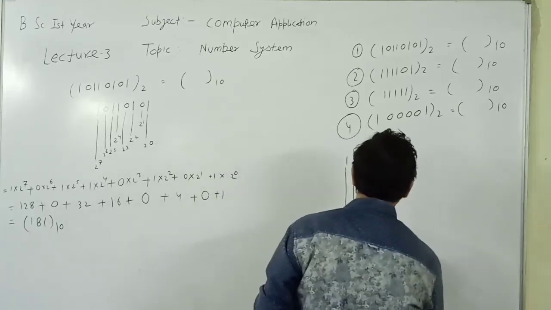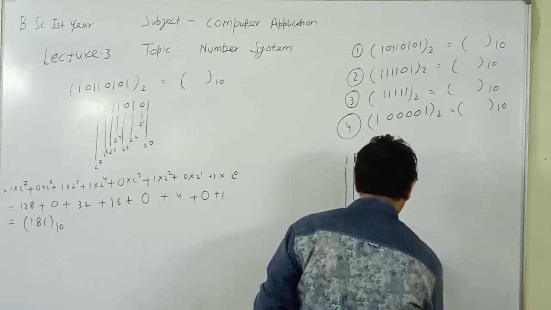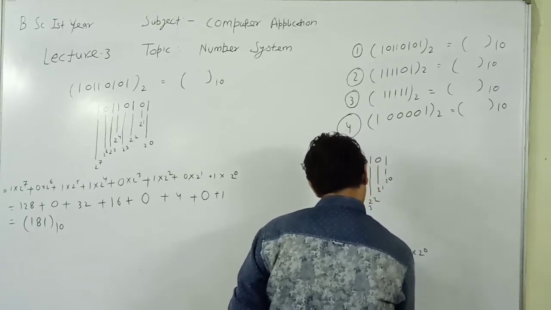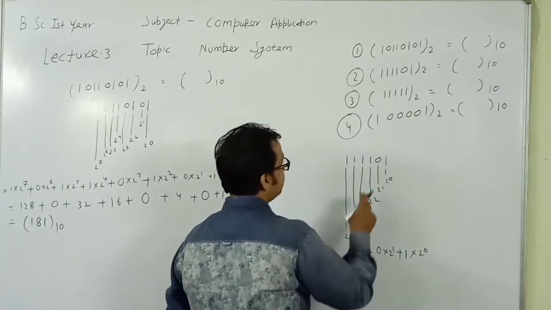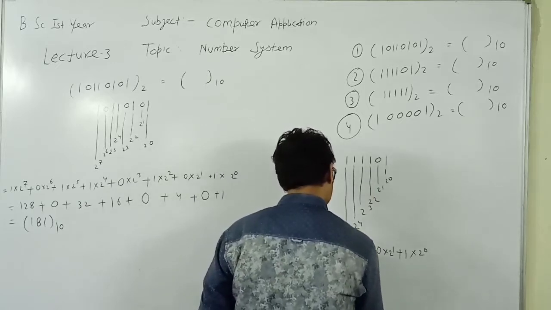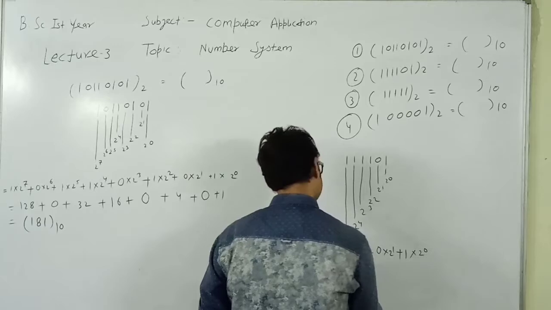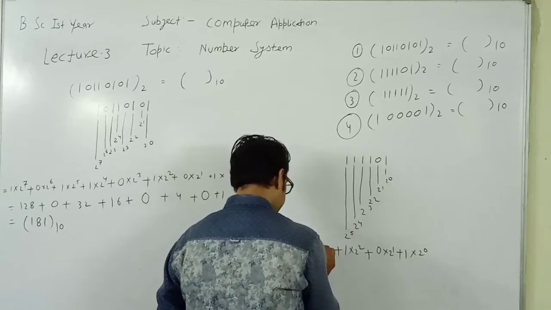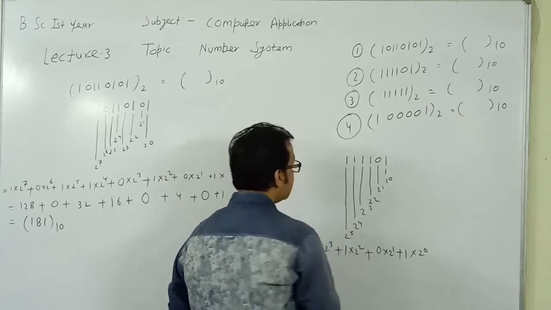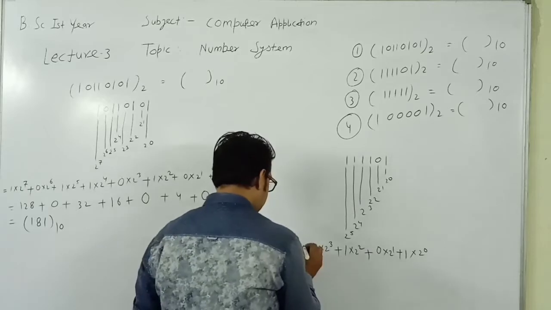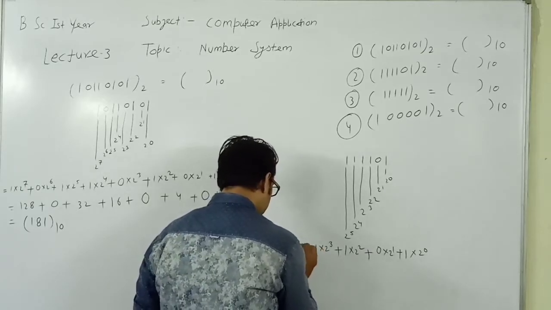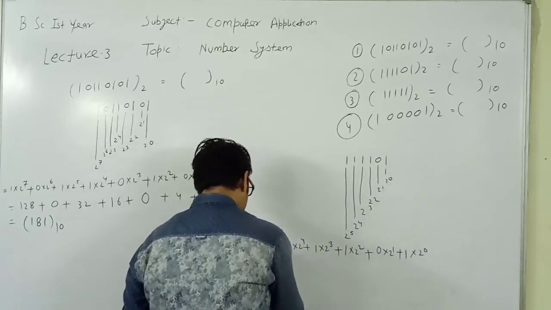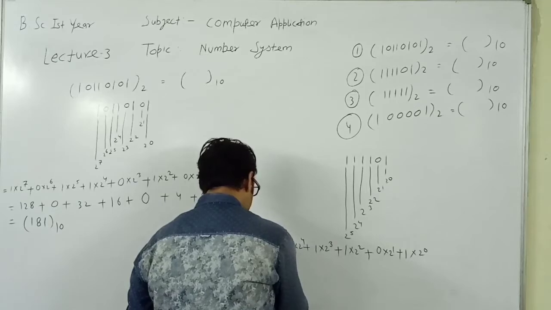So start: 1 into 2 to the power 0 plus 0 into 2 to the power 1 plus 1 into 2 to the power 2 plus 1 into 2 to the power 3 plus 1 into 2 to the power 4 plus 1 into 2 to the power 5.